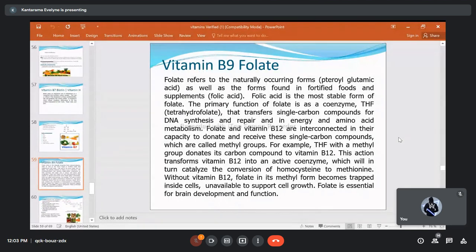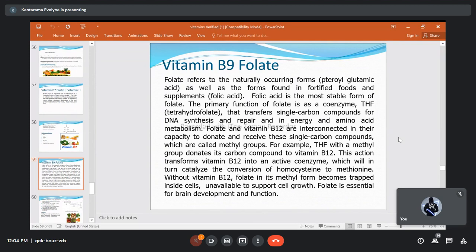Folate and vitamin B12 are interconverted in their capacity to donate and receive these single carbon compounds, which are called the methyl group. For example, tetrahydrofolate with a methyl group donates its carbon compound to vitamin B12. This action transforms vitamin B12 into an active coenzyme, which will in turn catalyze the conversion of homocysteine to methionine. This is in the synthesis of some amino acids. Without vitamin B12, folate in its methyl form becomes trapped inside cells and unavailable to support cell growth.